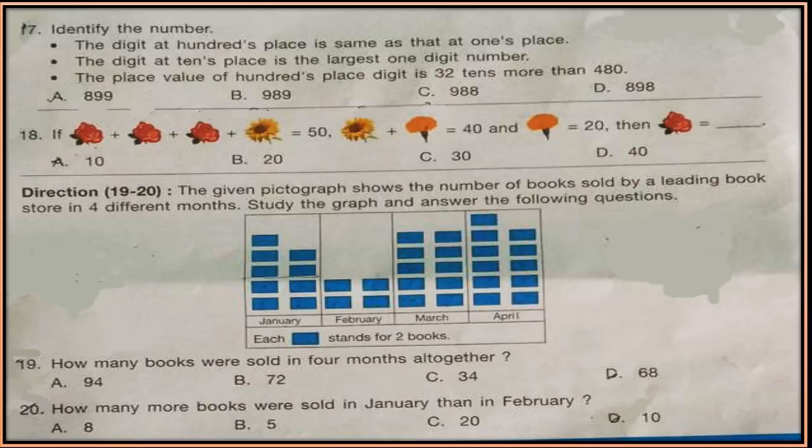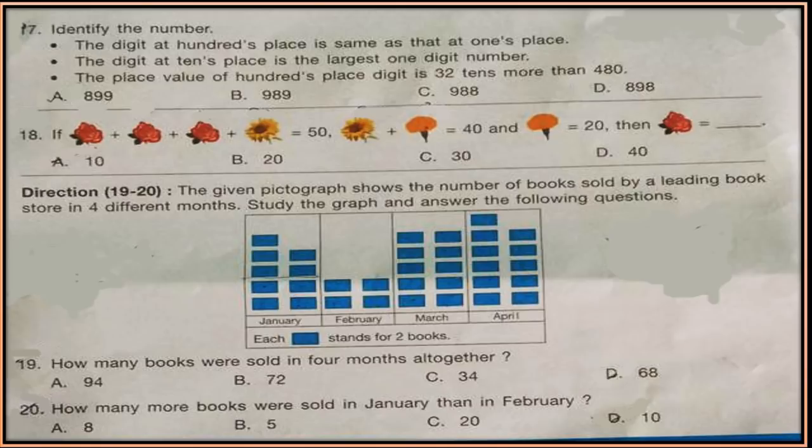Now see the options. When we apply the first condition on the options, that is the digit at hundreds and ones place is same, options A and C are discarded here. So from B and D you have to choose the answer. Now apply the second condition on B and D. The digit at tens place is the largest one digit number. So which option has tens digit as largest one digit number, tens place. So you will get the answer here only.